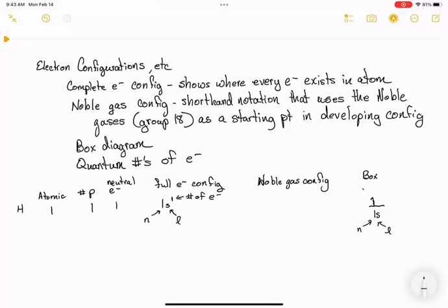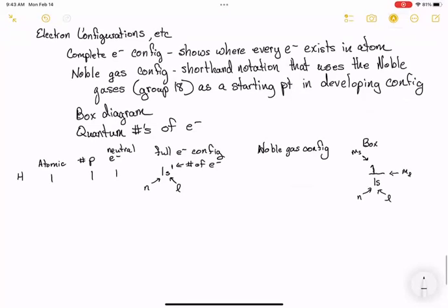Now, what this does is it tells you the M sub S value, and the line is going to tell you your M sub L value. With regard to the M sub S, if it's a plus 1/2, that would be spin up. If it's a negative 1/2, that would be spin down. So for quantum numbers, this 1 electron has a 1 for the N because they're always written as N, L, M sub L, M sub S.